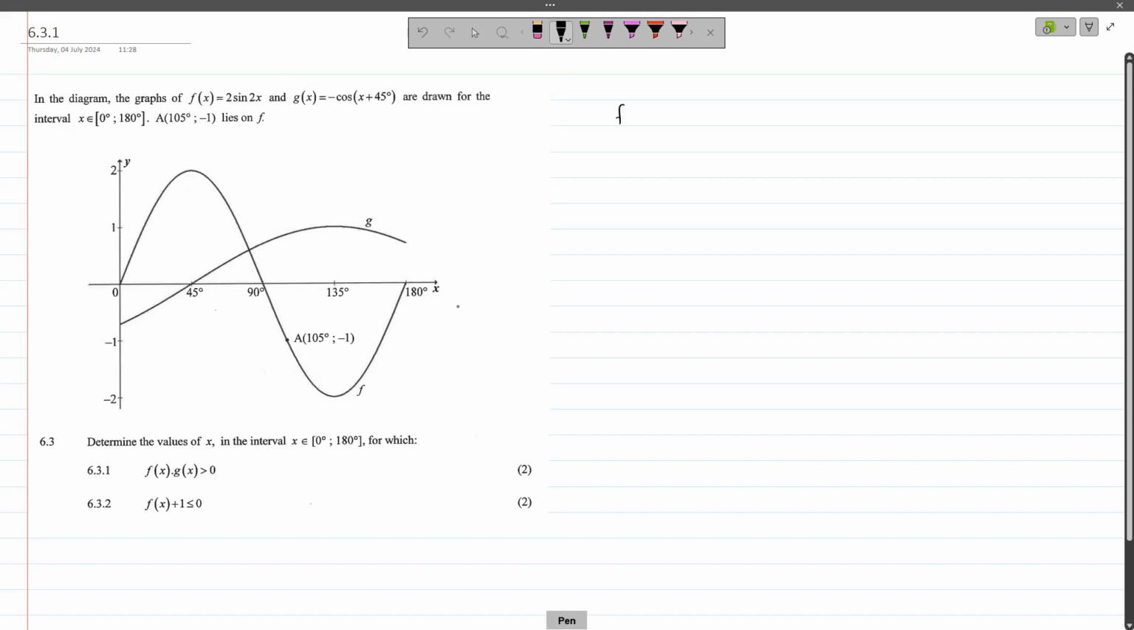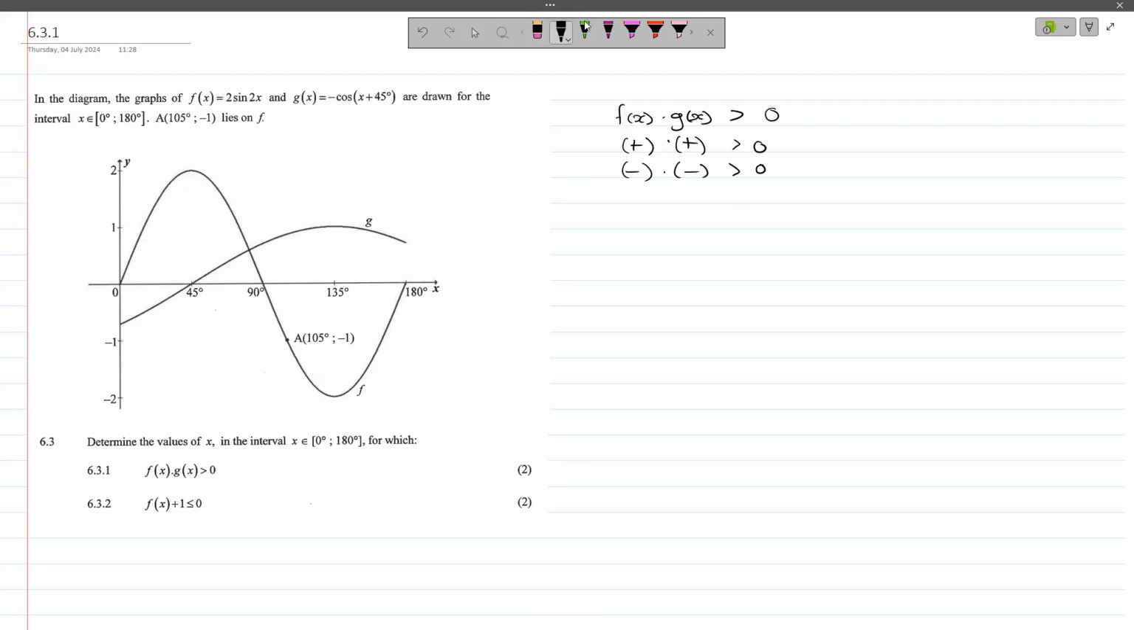So if we're looking for f of x times g of x being greater than 0, we're looking for when they're both positive and when they're both negative, because we know positive times positive gives us a value that is greater than 0. Negative times negative gives us a value that is also greater than 0. So we're going to mark the points in which they transition from negative to positive. First one being 0, next one being 45, the other one being 90, and that is it.